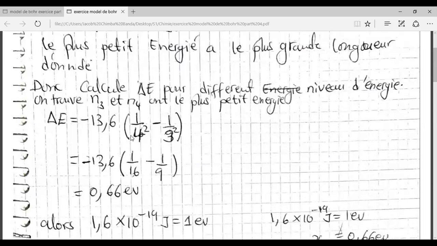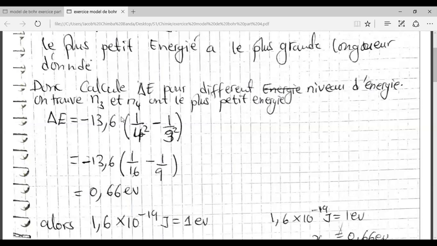This is energy level 4, energy level 3. So energy level 4 minus energy level 3. Just like you are moving from N3 to N4, the ones which are last, if it is N5, N4, are the ones which give you lesser energy and they will give you a higher wavelength.